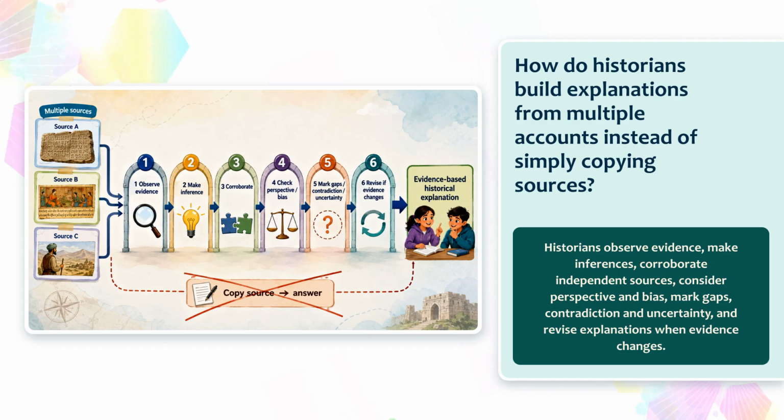Historians observe evidence, make inferences, corroborate independent sources, consider perspective and bias, mark gaps, contradiction and uncertainty, and revise explanations when evidence changes. These steps turn sources into careful historical explanations. You are ready to use evidence, inference, and multiple accounts to read historical explanations with care.